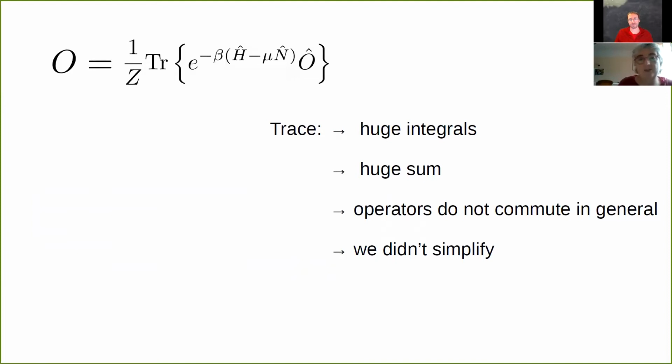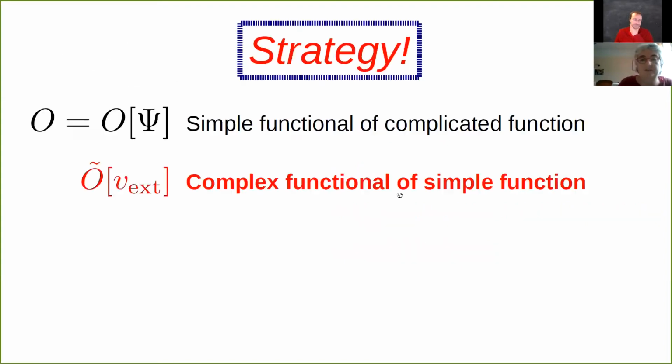However, the expression to calculate, although we know it, is very complex. We have a trace, so we have huge integrals and we have huge sums. And these are not easy to evaluate because the operators do not commute in general. And so we didn't really simplify the problem, although we could have thought that we have simplified it.